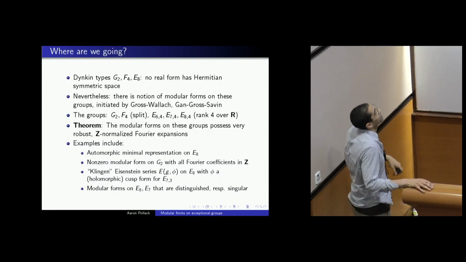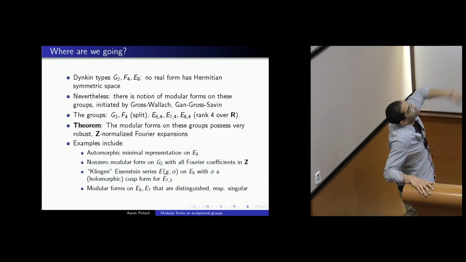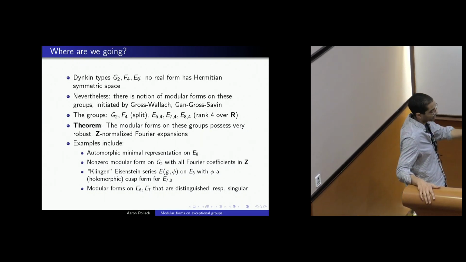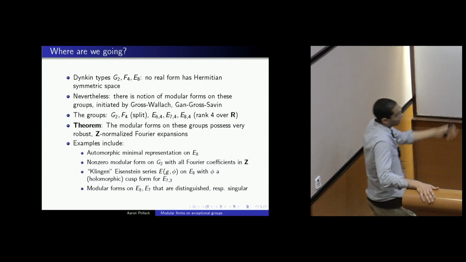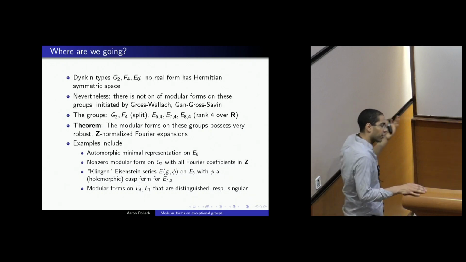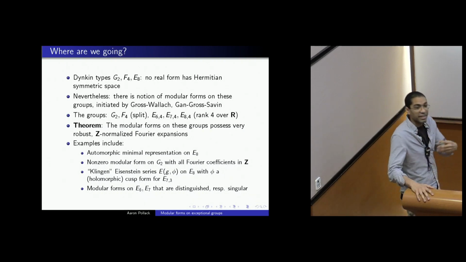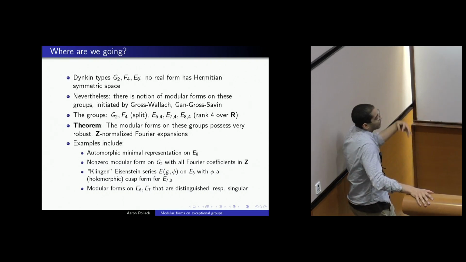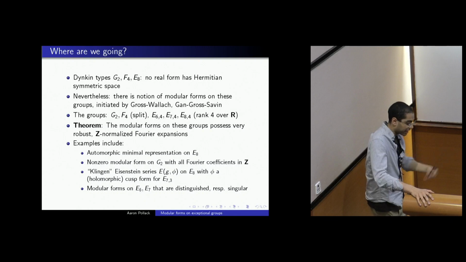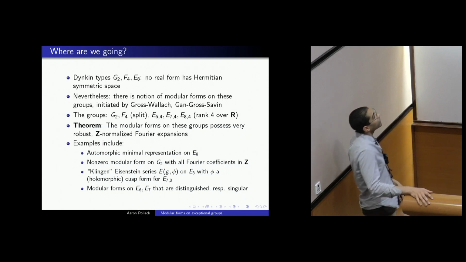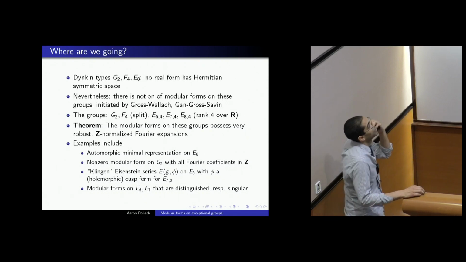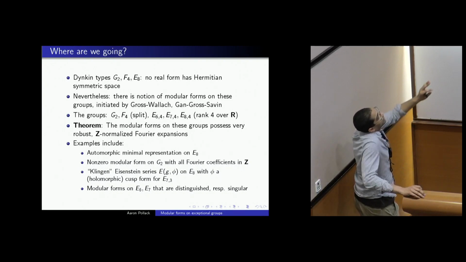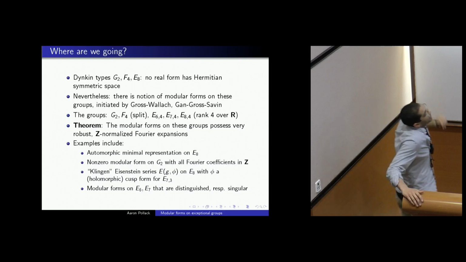So what is it actually about? So if you take, say, the Dynkin types G2, F4, and E8, no real form of them has a symmetric space which is a complex manifold. So you could ask, are there very nice automorphic functions on this group? Functions that give rise to automorphic forms that give rise to very nice functions on the symmetric space. So it turns out that there is. There is a notion of modular forms for those groups, and it was initiated by Gross and Pollack and Gan, Gross, and Savin.